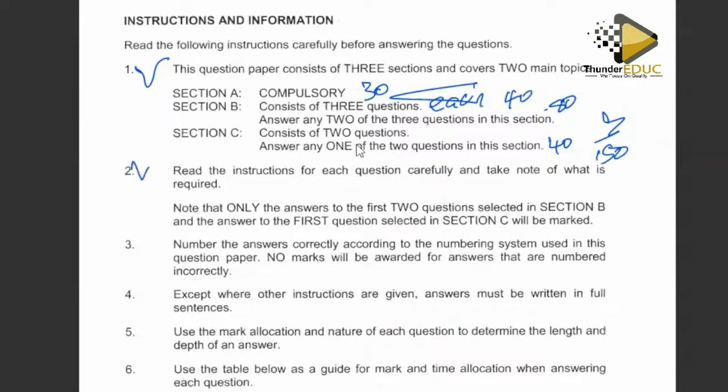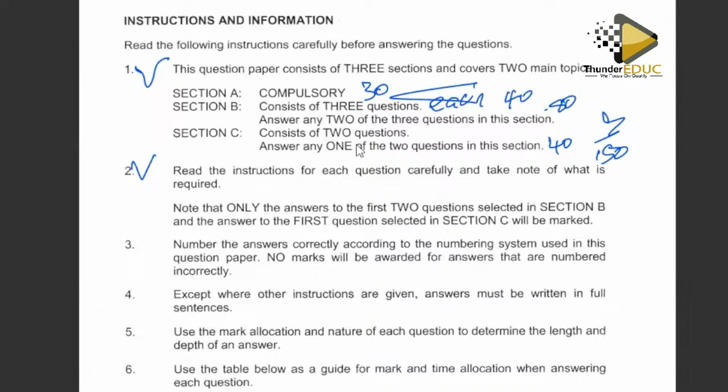So now let's check instruction number 2. Read the instructions for each question carefully and take note of what is required. Note that only the answers to the first 2 questions selected in section B and the answer to the first question selected in section C will be marked. So it means that there are those people who are going to answer all 3 questions in section B. Then whenever marking is being done, they are going to mark the first 2 questions. The last question, they are going to exclude it or leave it out.